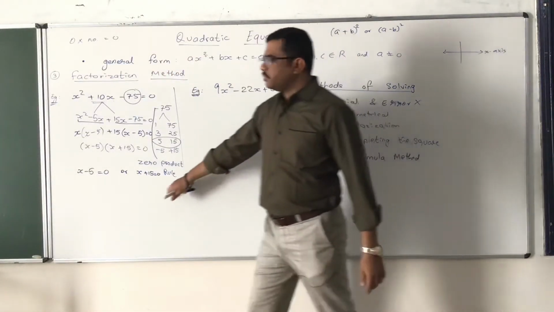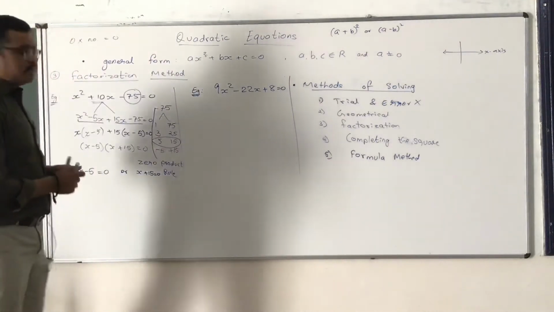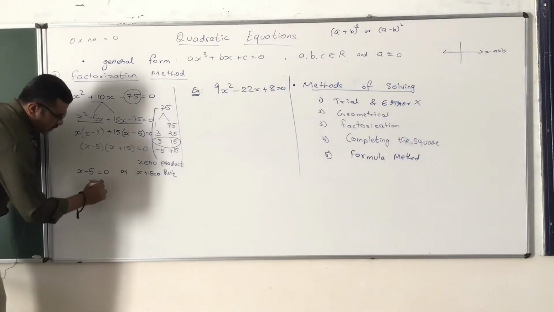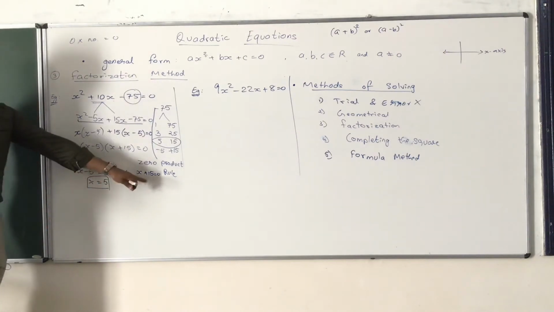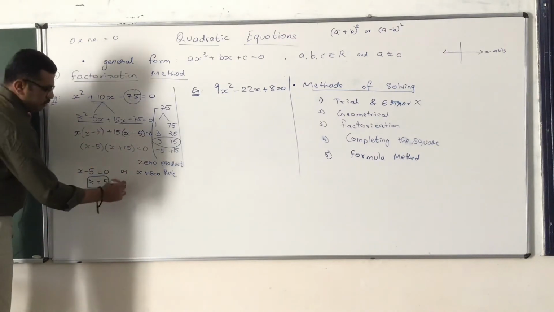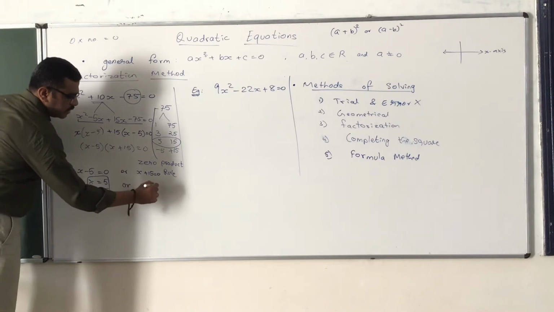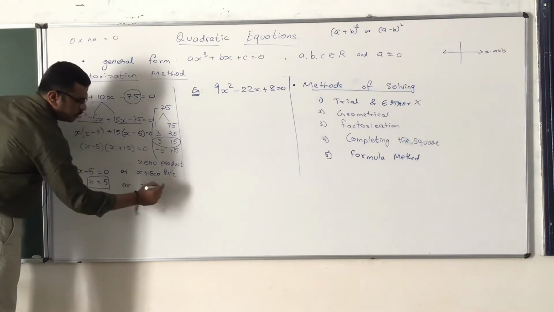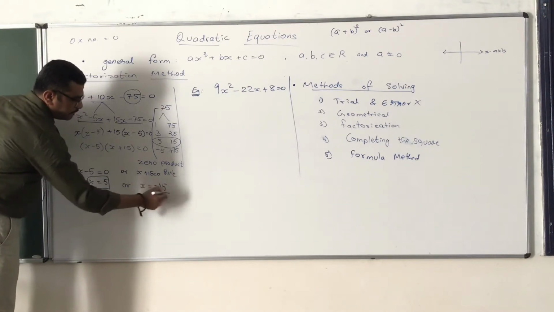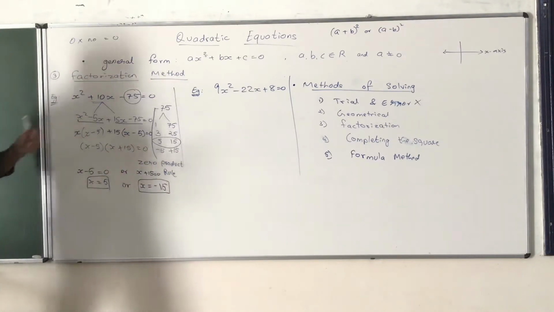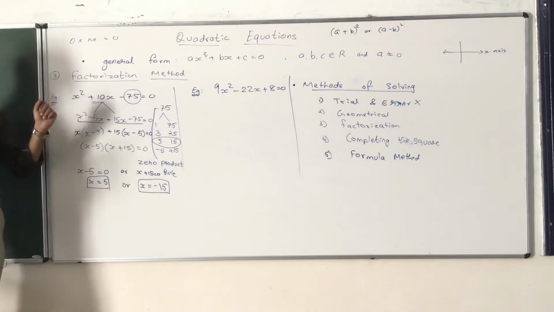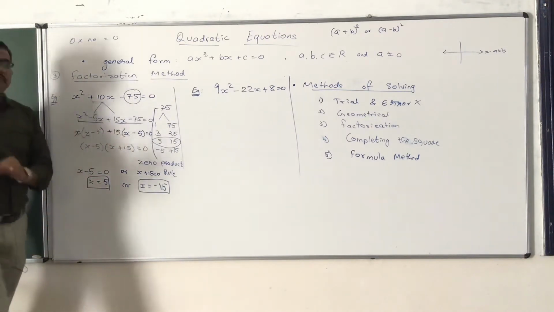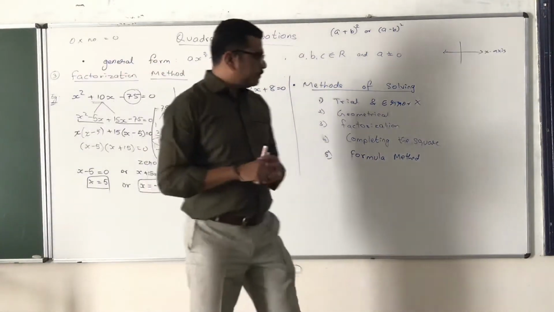Now this is very simple. If x minus 5 is 0, then it means x is equal to 5. And if x plus 15 is 0, we can say x is equal to negative 15. So this way we get the solution of the given quadratic equation by factorization. And this method was first given by Babylonians.